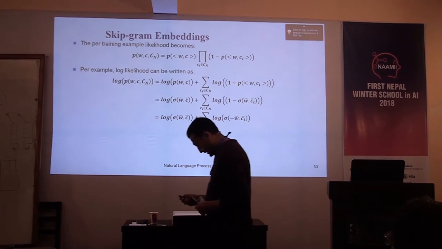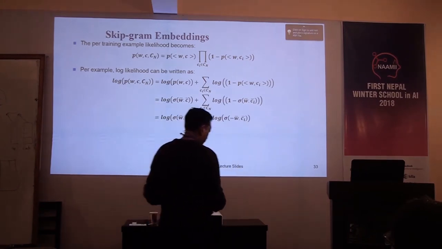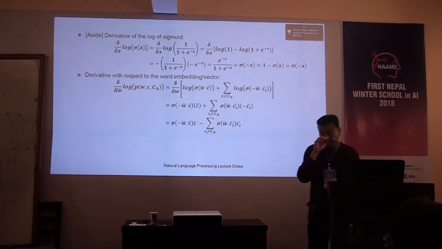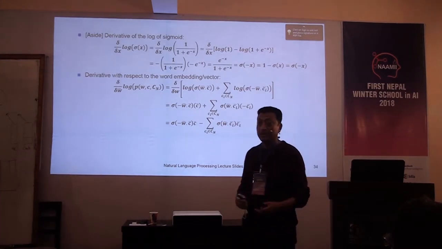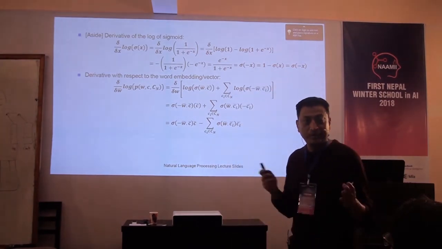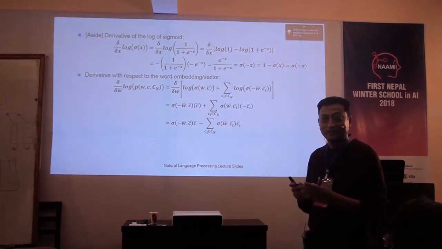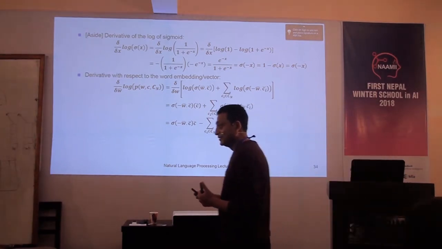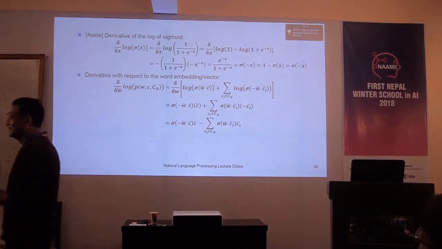And now, like I showed you in class, you can compute the derivatives. You can do your derivatives and then apply a gradient descent algorithm. The point I'm trying to show you here is that there's no deep learning involved. You can just do this by writing some piece of code.